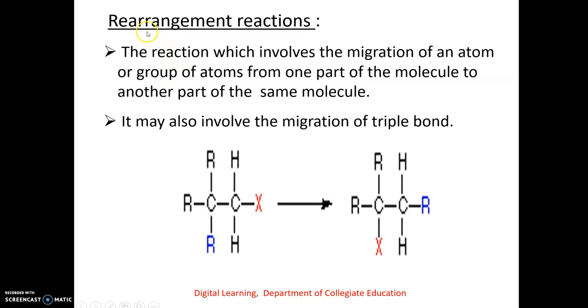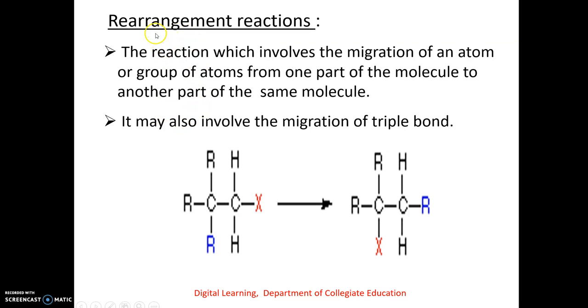As the name indicates, a rearrangement reaction is a reaction which involves the migration of an atom or a group of atoms from one part of the molecule to another part of the same molecule. For example, in this compound, we have an X attached to this carbon atom. This can migrate to here and R can migrate to that position, and such a type of reaction we call a rearrangement.